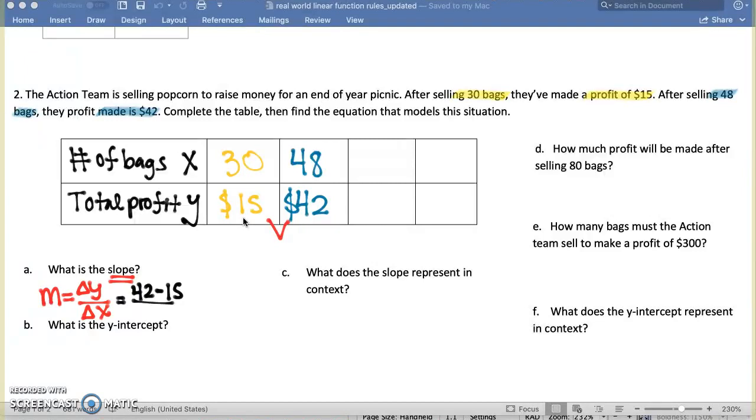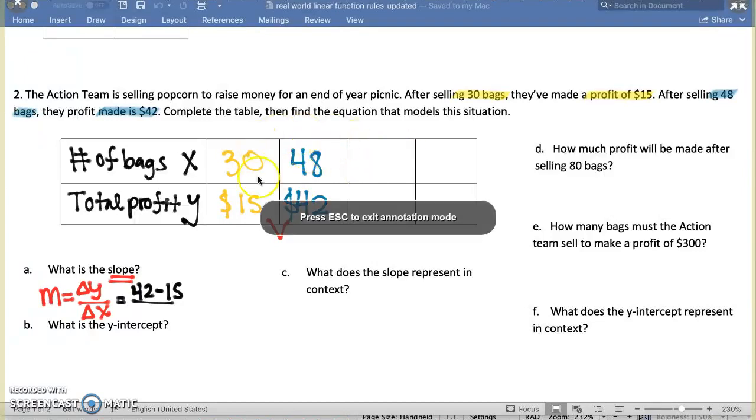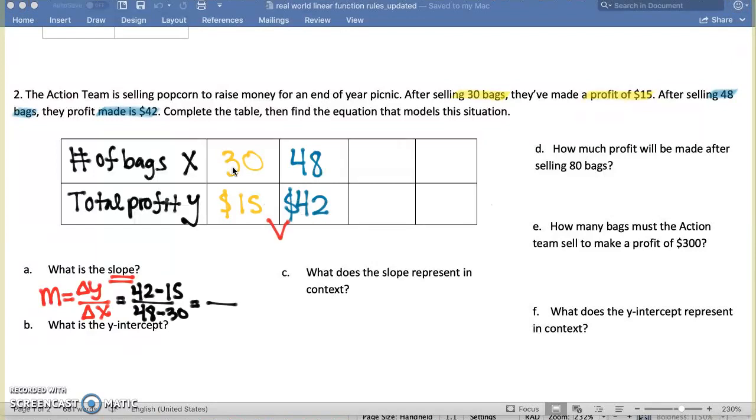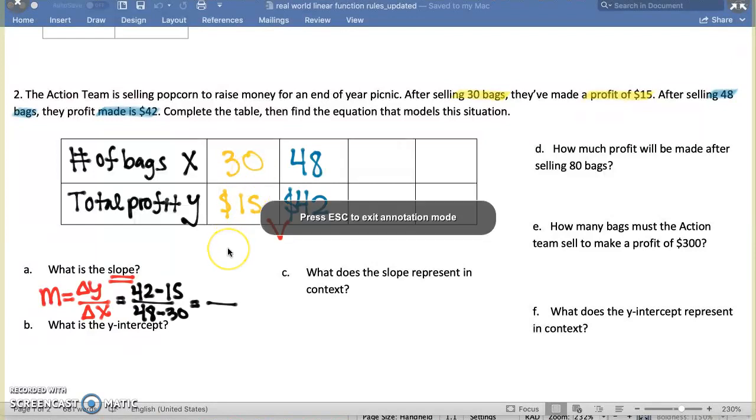And then my change in x is going to be the same: the second number, which is 48, minus the first number, which is 30. And then we can calculate what that represents.